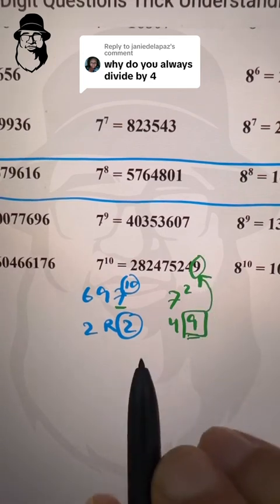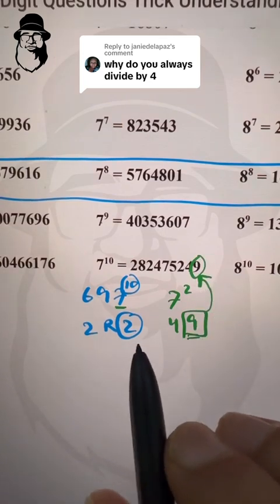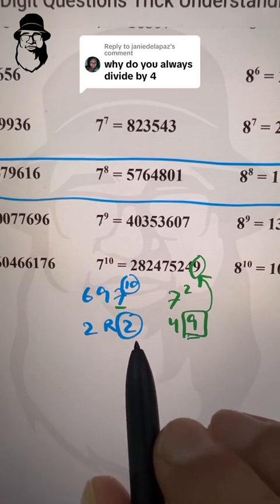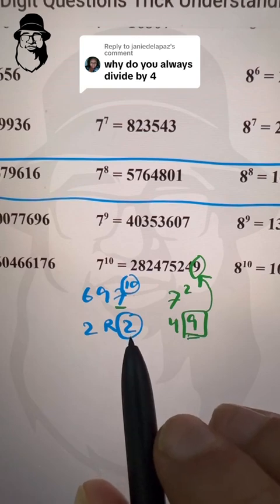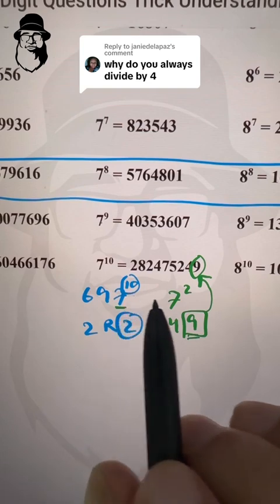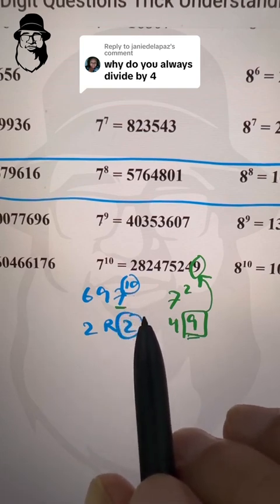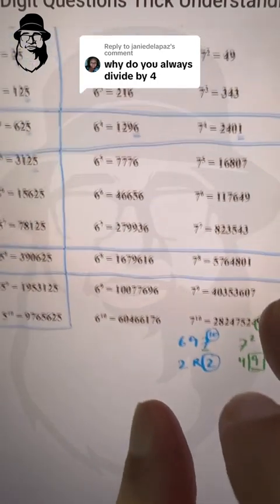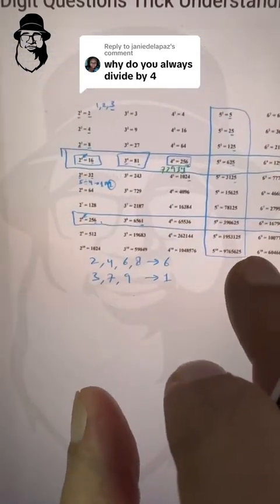So that was the discussion. I have done like 4-5 videos of units digit questions that are a little bit hard in competition exams, and people are again and again asking, why are you dividing the powers by 4? That is the full discussion.